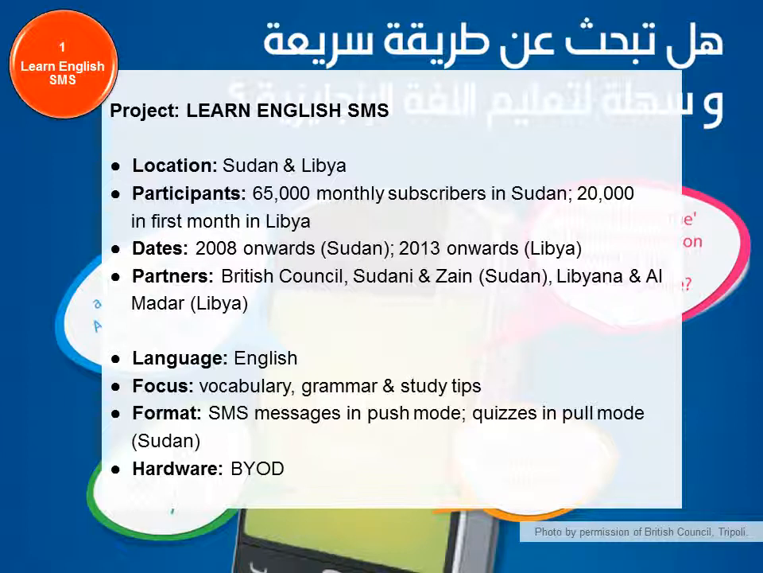SMS messages are sent out to participants in push mode. Quizzes are also available in pull mode in Sudan, though not yet in Libya because the infrastructure is not up to it. It's a BYOD model, that is, a bring your own device model. It means that participants can use whatever mobile devices they have available. Because the messages are sent out in SMS format, it means that even people with very basic phones or low-end feature phones can participate if they wish.